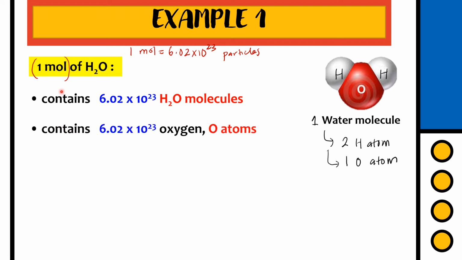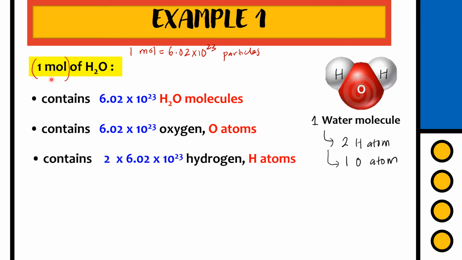Next, 1 mole of H2O contains 6.02 times 10 to the power of 23 oxygen atoms. Jadi bilangan atom oksigen adalah menyamai dengan bilangan molekul water. Sebab apa? Tengok balik dekat sini. One water molecule consists of one oxygen atom. Okay, kita tengok pula yang seterusnya.